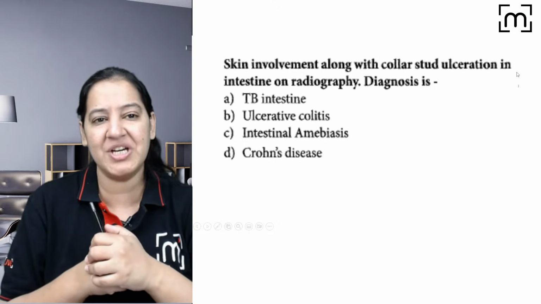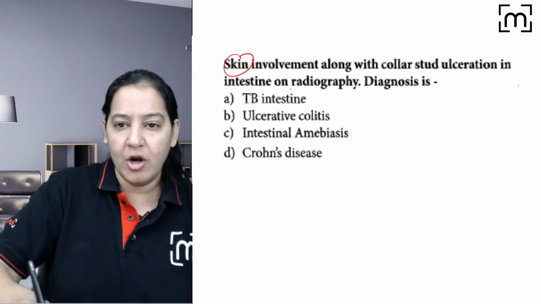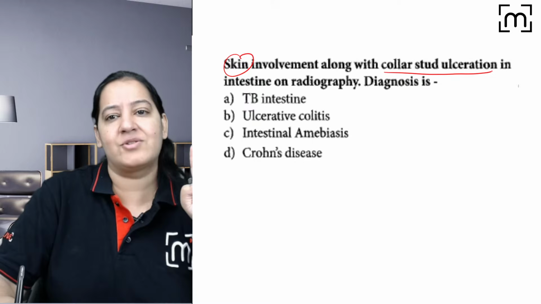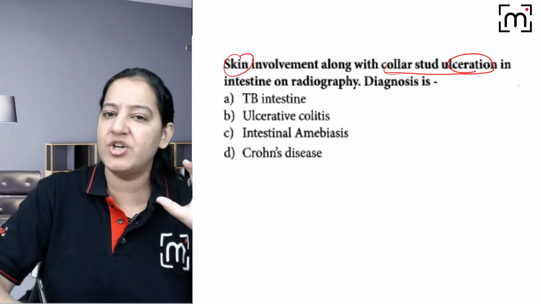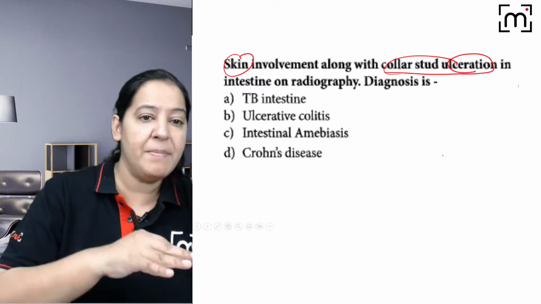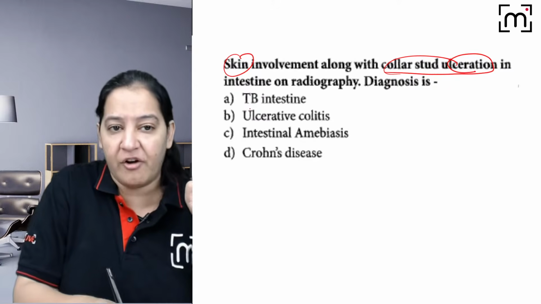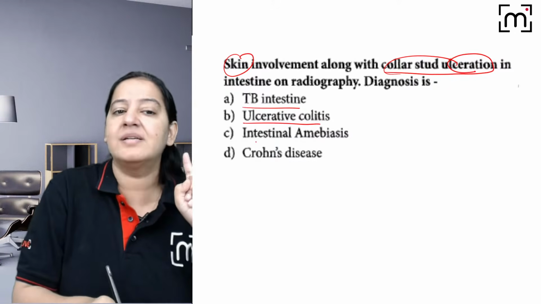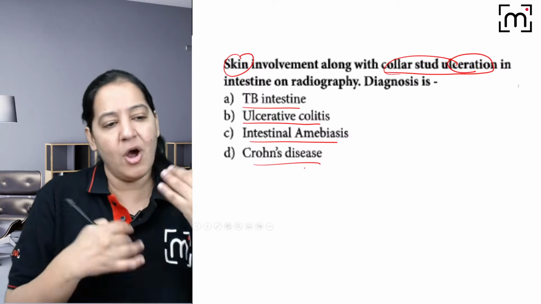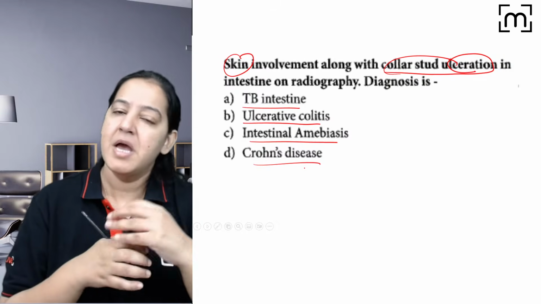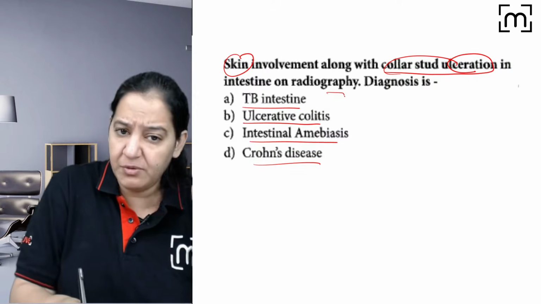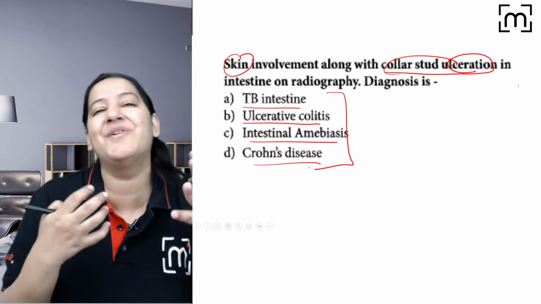Can you tell me the next question? Skin involvement along with collar stud ulceration. So collar stud ulceration means deep ulceration. Deeper. So skin involvement with deep ulceration. It is a feature of TB intestine, ulcerative colitis, intestinal amoeba or Crohn's disease. Now currently the answer is very easy for all of you, because you have just read it, but once you are reading all these diseases, you will get confused.